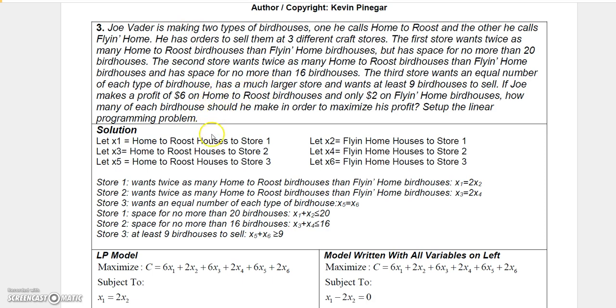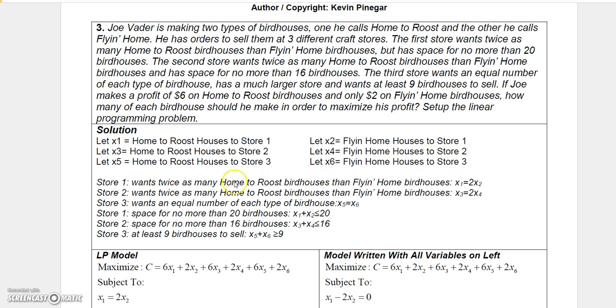Once you read the problem, you can see that I said x1 is the number of home to roost birdhouses to store 1, x2 is the number of flying home houses that go to store 1, x3 is the number of home to roost houses to store 2, and x4 is the flying home houses that go to store 2, and x5 is the home to roost houses that go to store 3, x6 is the flying home houses that go to store 3.